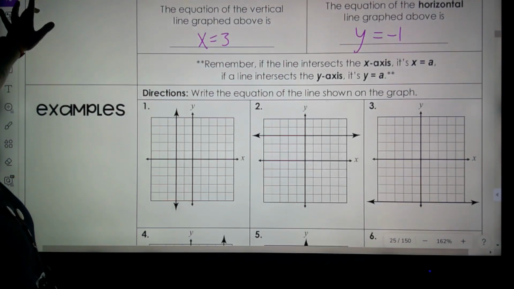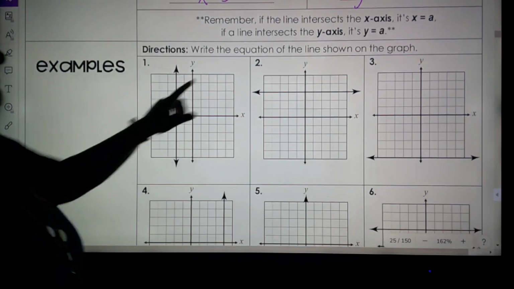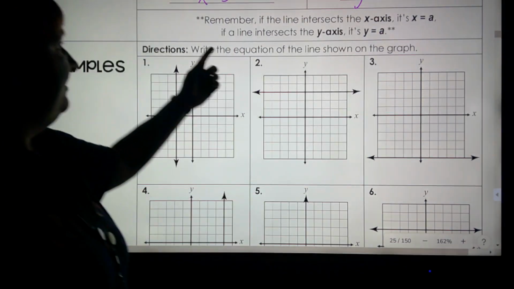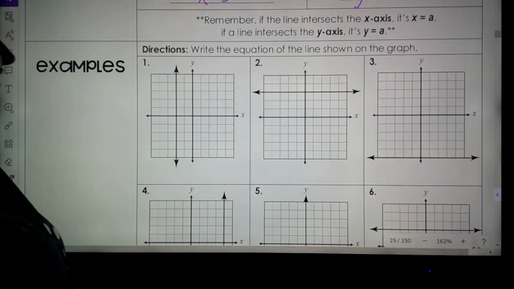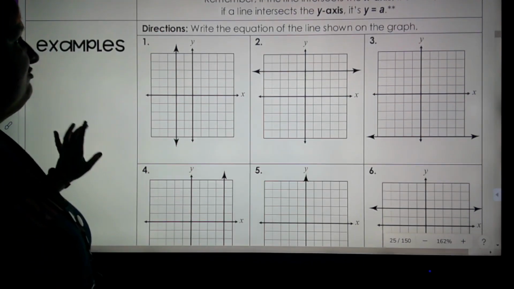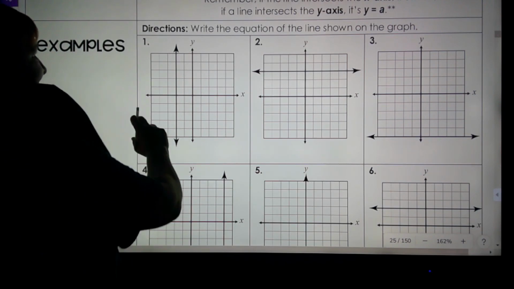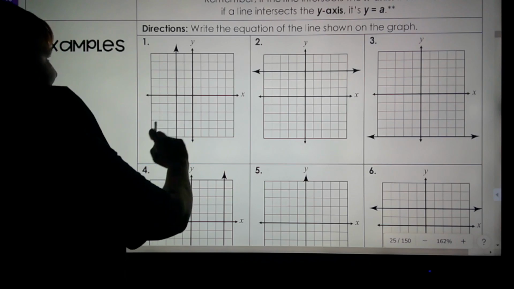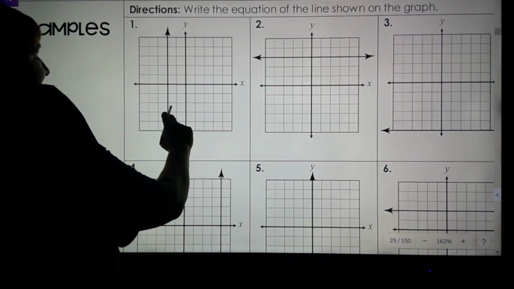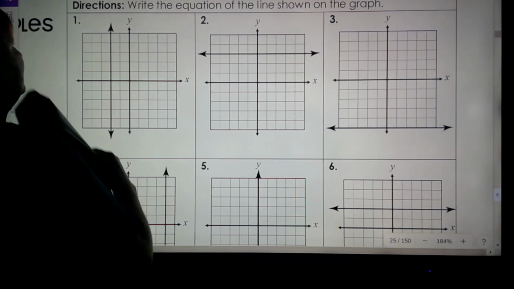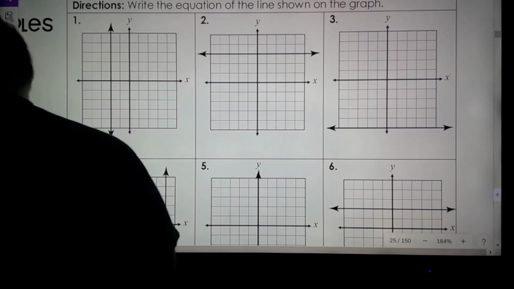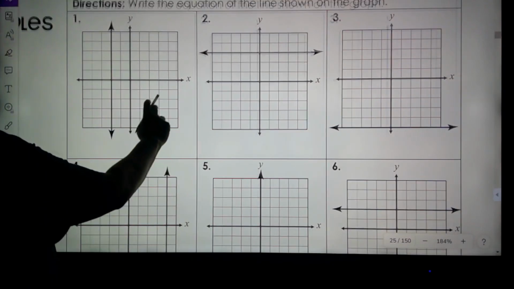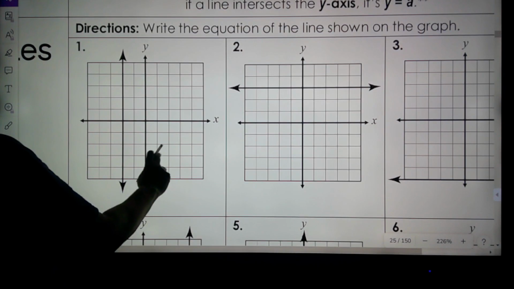Remember, if the line intersects the x-axis, it's x equals something. If a line intersects the y-axis, it's y equals something. So write the equation of the line shown on the graph. I'm going to work the odd ones, and you're going to work the even ones.